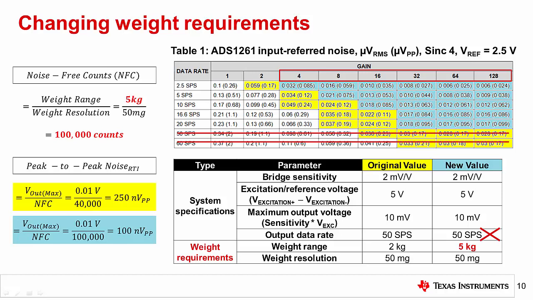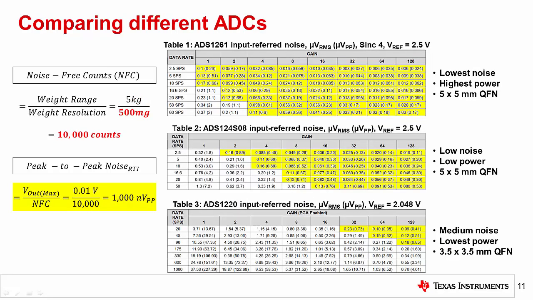How would this analysis change if instead of comparing different system specifications or weight requirements you wanted to compare different ADCs? Let's increase the target input referred noise to find out. On this slide, we've increased the weight resolution requirement to 500 milligrams, which reduces the required noise-free counts to 10,000. This yields a target peak-to-peak noise of 1,000 nanovolts as shown.